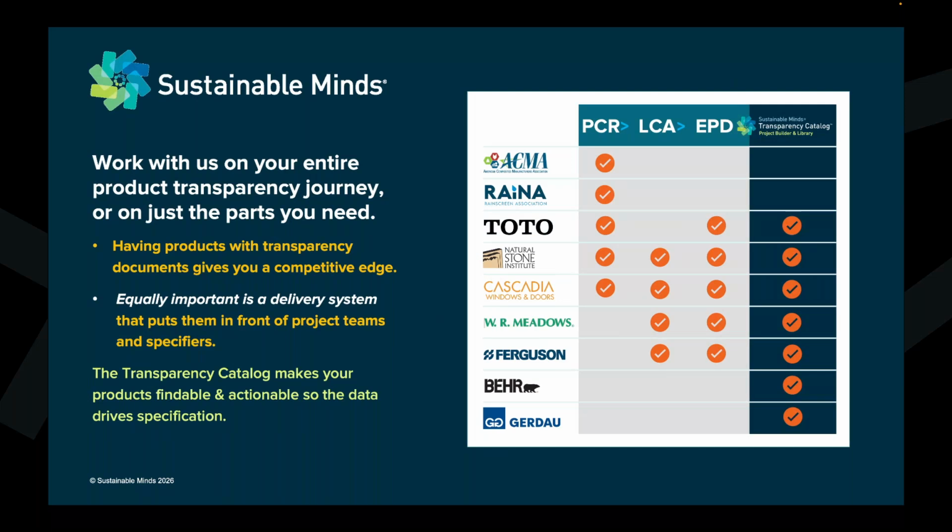But just as important is the delivery system for those EPDs and other material disclosures that puts them in front of project teams and specifiers who are explicitly looking for products with those documents to be able to make informed decisions based on what the documents say. And so the transparency catalog, and because we are technical service providers, we deliver those services, we understand them deeply, we've applied that knowledge to the design of the transparency catalog to make products and that information findable and actionable so that the data drives specification.